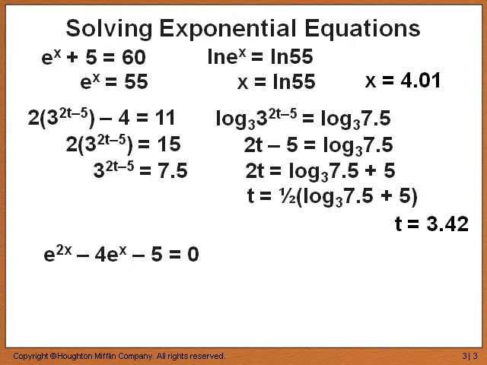e to the 2x minus 4e to the x minus 5 equals 0. Now, this looks complicated, but actually it's simpler than it looks because we can factor, as we did in Algebra 1. And if we factor, this is what we get: e to the x plus 1 times e to the x minus 5 equals 0. Now, if you multiply that with the FOIL method, you should see that you'll end up with just e to the 2x minus 4e to the x minus 5.